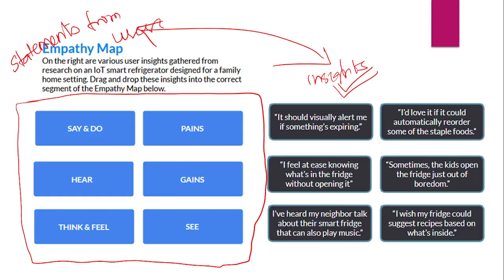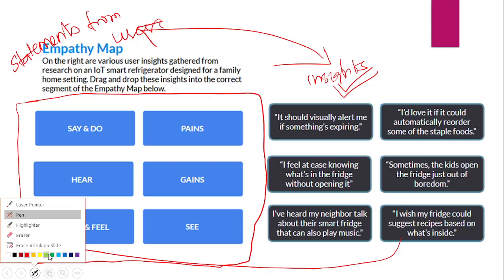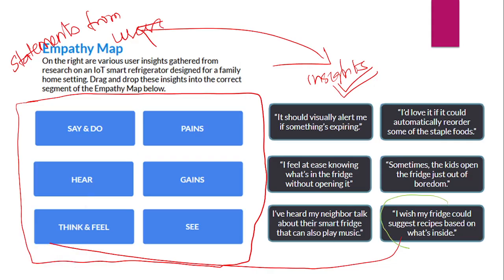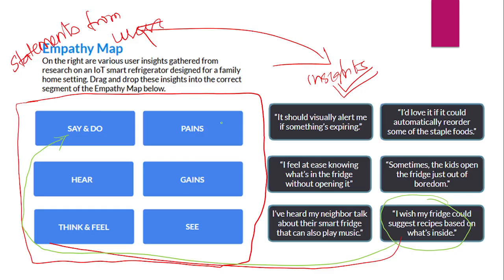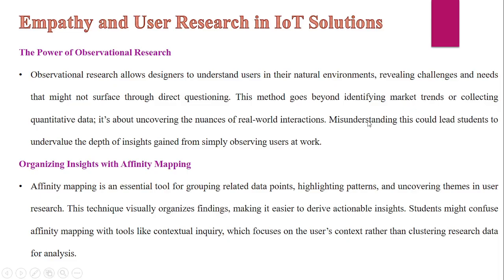Now you have to identify for say and do, what insight is going to be a say. So here I can say, I am mapping on the different colors. So I wish I could suggest recipes based on what is inside. It means I can say this is a say and do. When you talk about pains, pain means sometimes the kids open the fridge out of boredom.